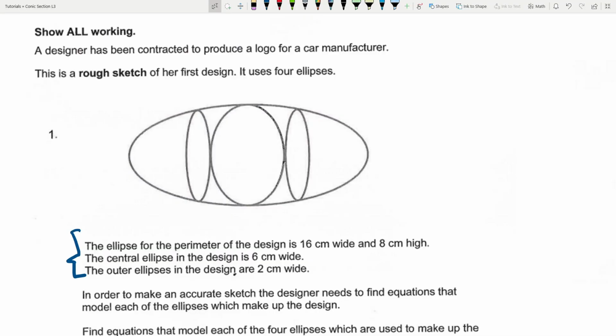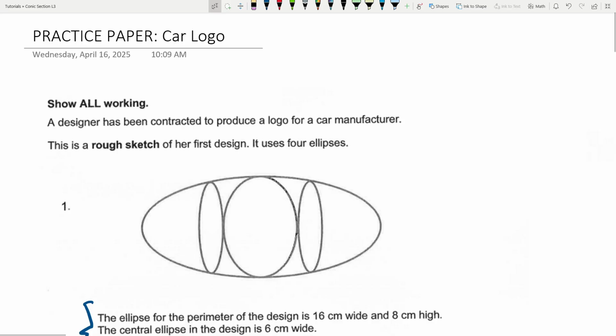Welcome to this video. This is the internal assessment in NCEA Level 3, which is on Conic Sections, okay? And it is three credits. It is internally assessed in schools. So this is just a practice paper, and the title is car logo. So maybe you have done this paper in school, but let's just get into this video.